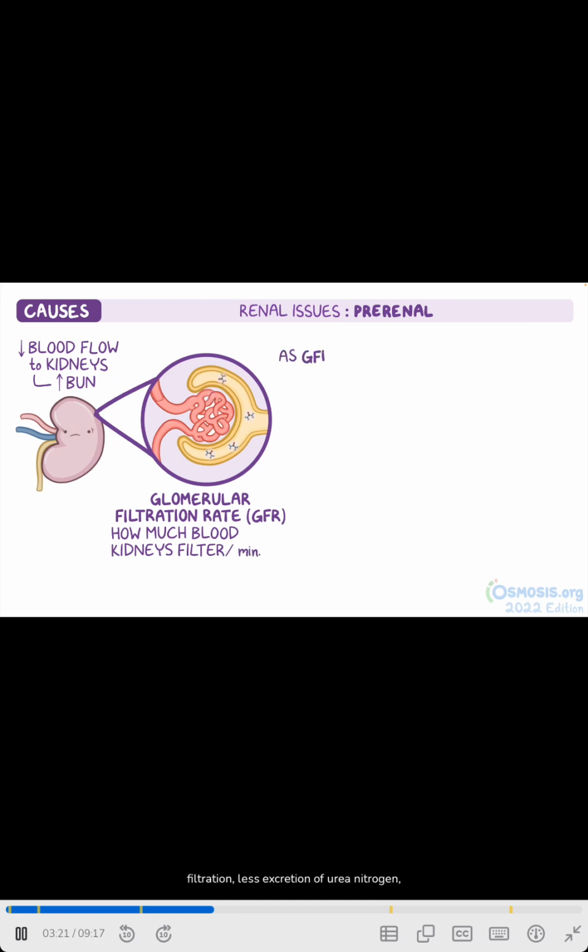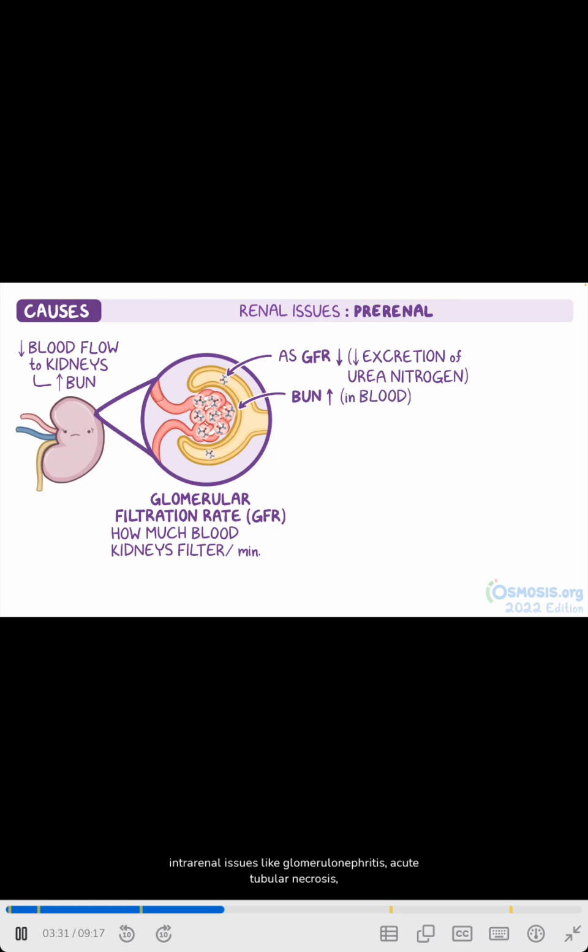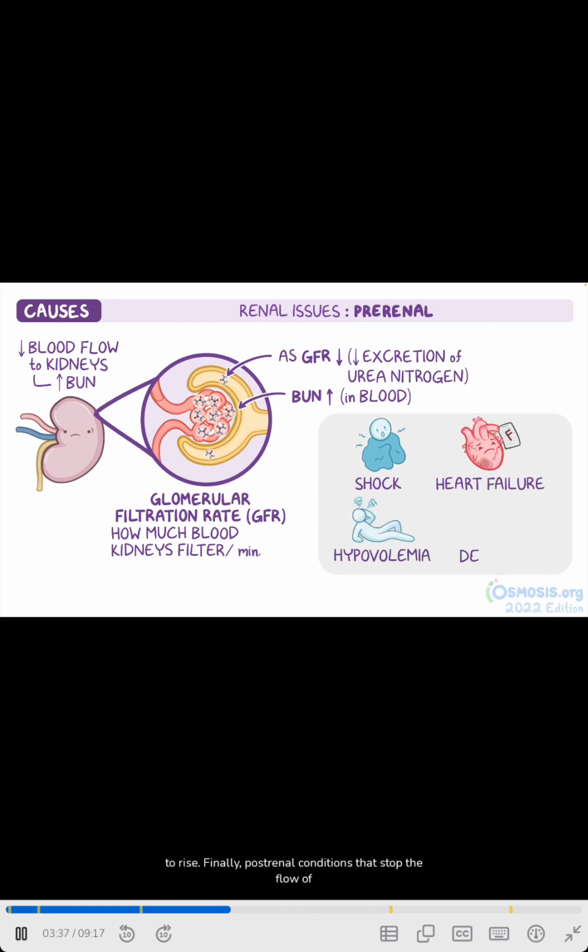So, as the GFR decreases, the BUN increases, since less renal blood flow means less filtration, less excretion of urea nitrogen, and more of it staying in the blood. Conditions that decrease the GFR include shock, heart failure, hypovolemia, and dehydration.